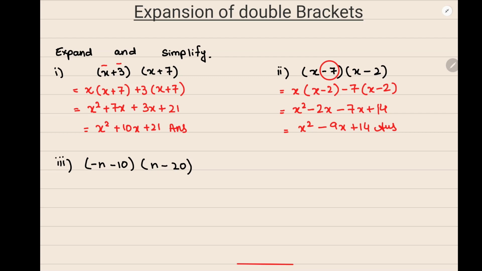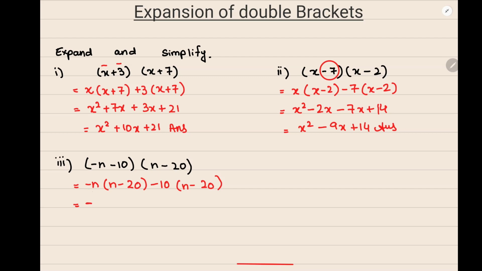Now I come to the third one. So my first part is negative n, so I will write it as negative n, and then n negative 20. Then the second split part, negative 10, and I will multiply it separately with n negative 20.